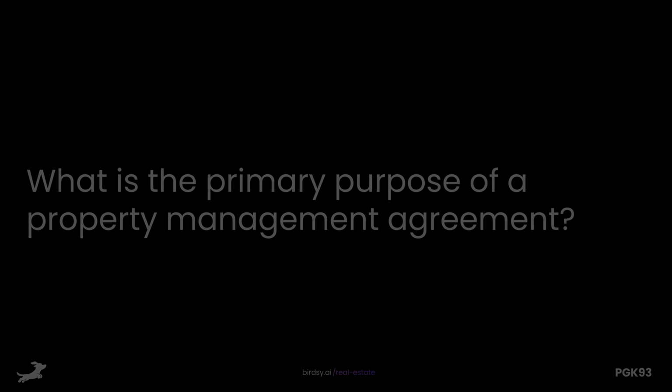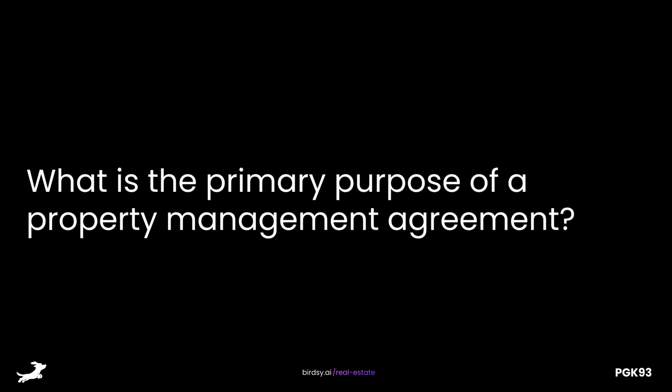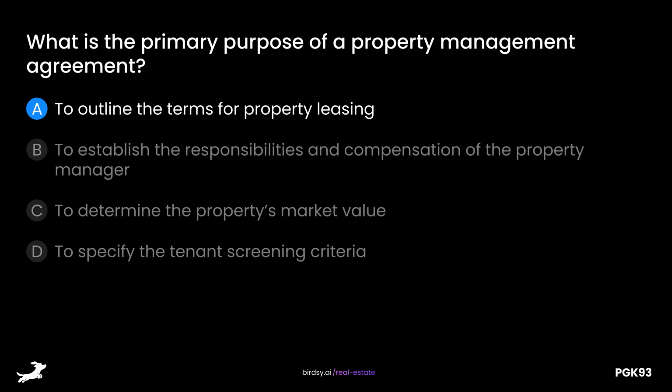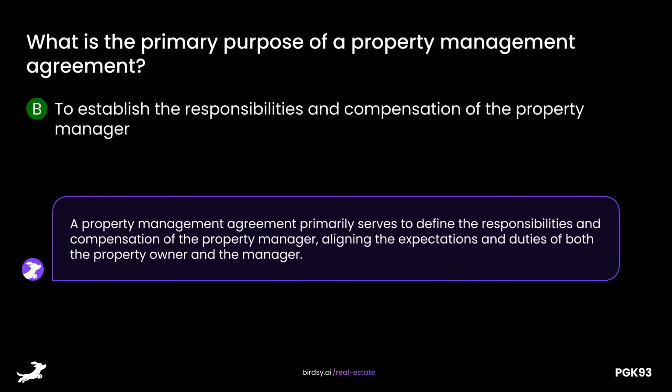Property management. What is the primary purpose of a property management agreement? Is it A. To outline the terms for property leasing? B. To establish the responsibilities and compensation of the property manager? C. To determine the property's market value? Or D. To specify the tenant screening criteria? The answer is B. To establish the responsibilities and compensation of the property manager. A property management agreement primarily serves to define the responsibilities and compensation of the property manager, aligning the expectations and duties of both the property owner and the manager.